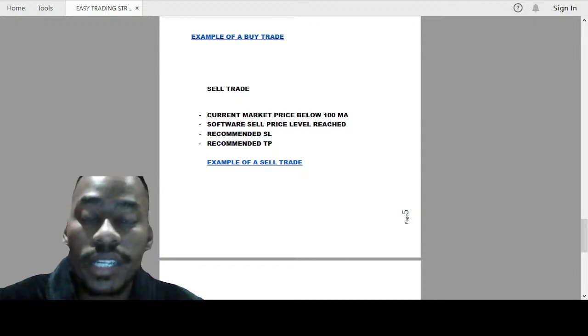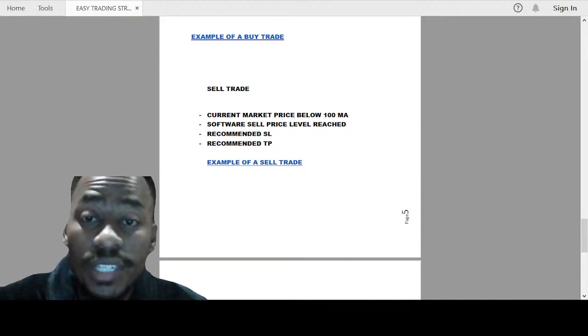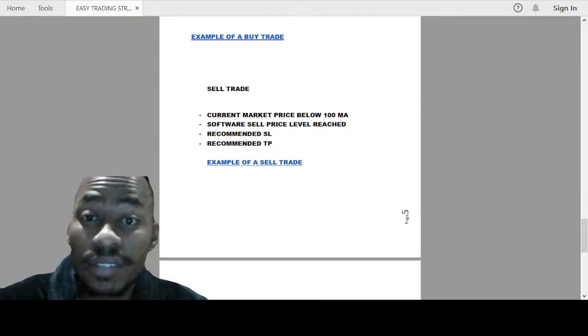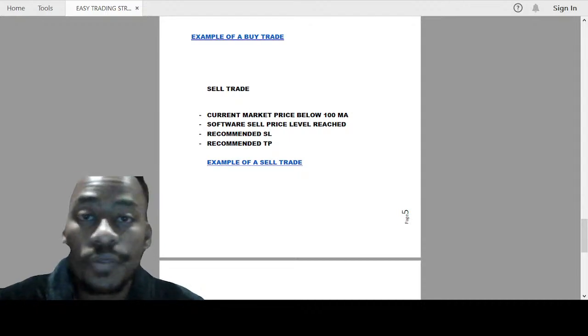Okay, firstly, the price has to be underneath the 100-period moving average, showing that we are supposed to be looking for sell trades. We don't buy underneath the 100-period moving average, we only buy above. And underneath the 100 we're only selling. It's very simple rules, don't get it confused.